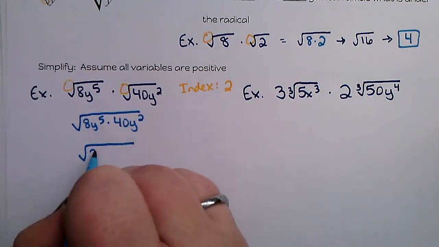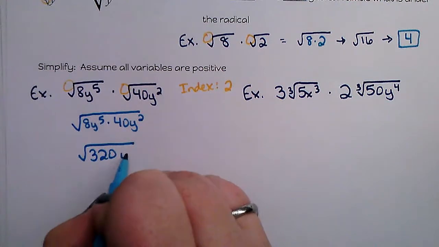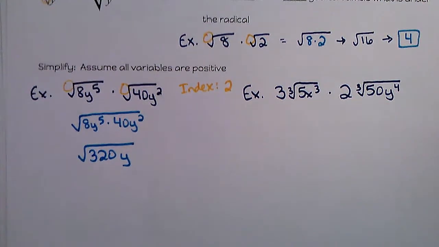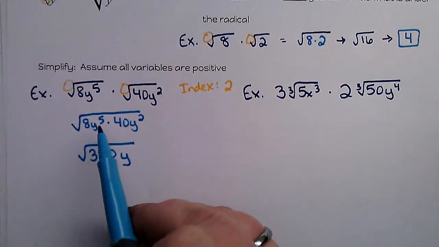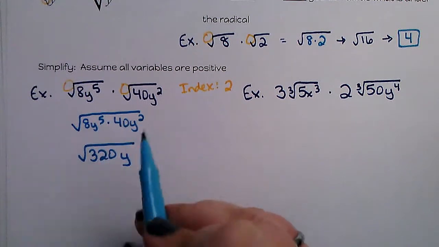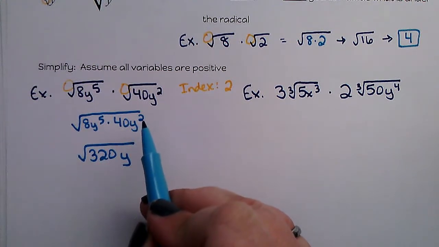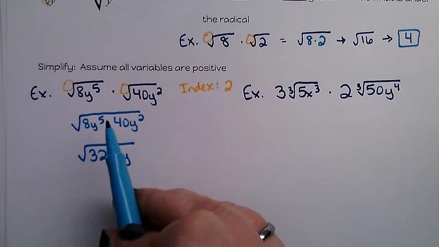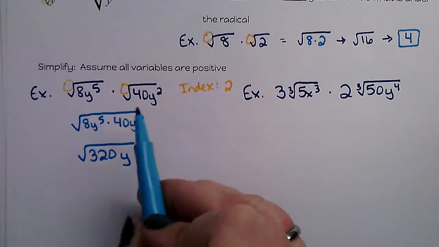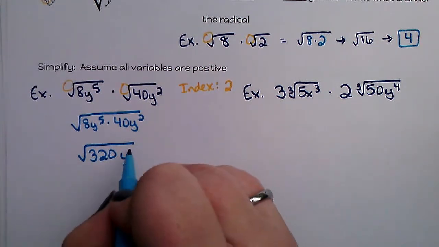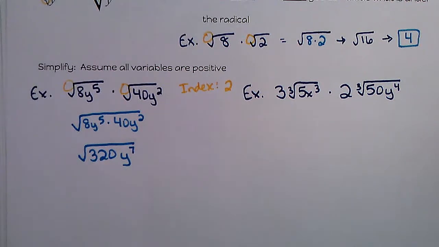So now I'm actually going to multiply that. 8 times 40 is 320. Now the y's are a little bit more tricky. This says y to the 5th. That means I have 5 y's. This says y to the 2nd. That means I have 2 y's. So if I have 5 y's and here I have 2 y's, that means together I have 7 y's. When you have exponents, you add them when you're multiplying.